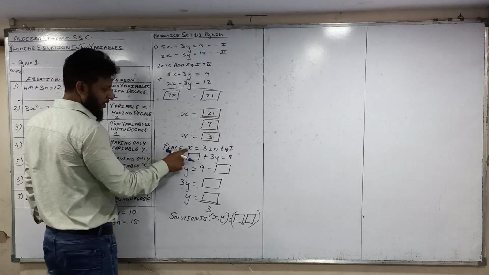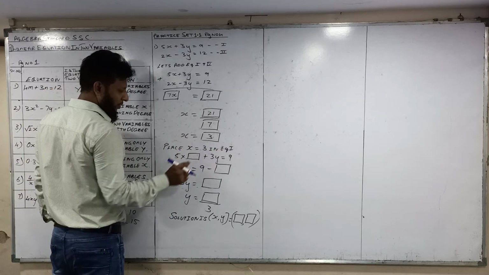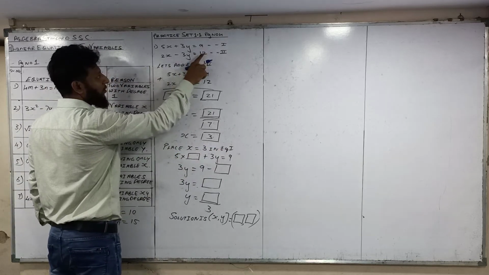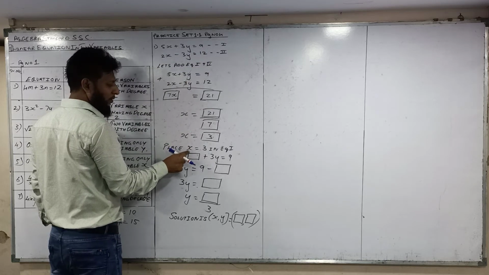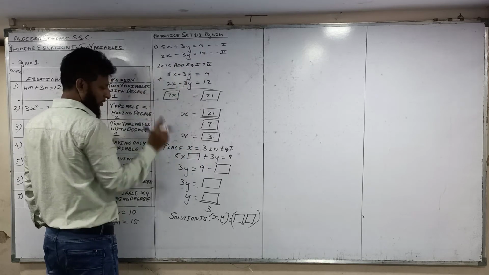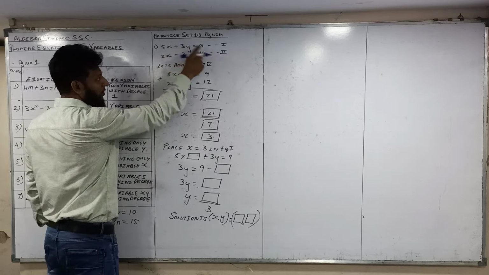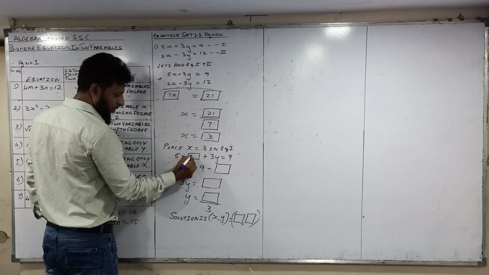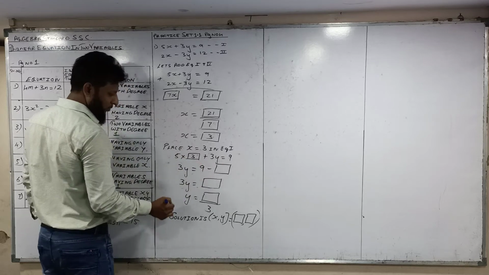Now place x is equal to 3 in equation 1. This is equation 1. We are substituting the value of x in equation 1. So 5x plus 3y is equal to 9. For 5x, the x value is 3. We are writing 5 times 3 plus 3y is equal to 9.